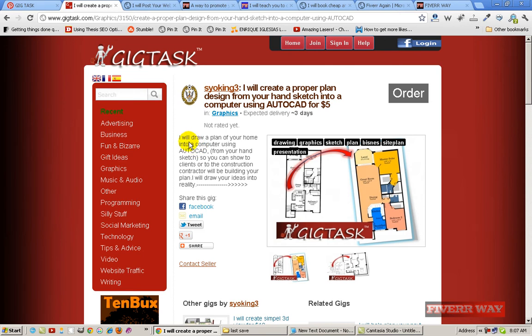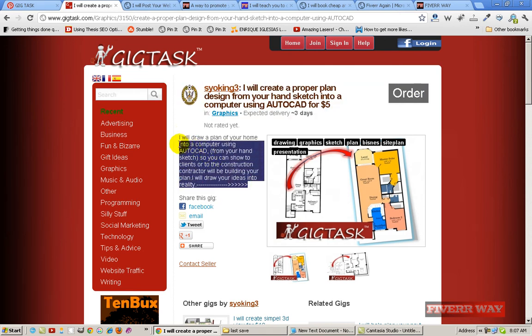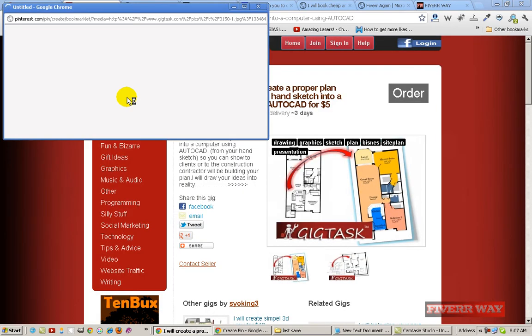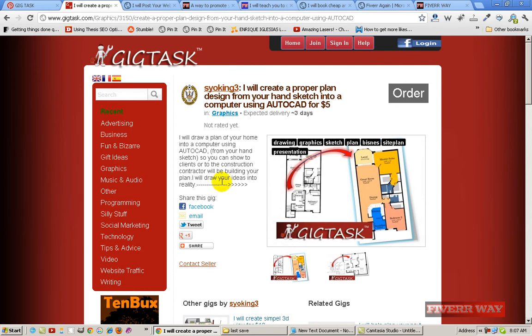So you need only one thing. So to highlight the text, yes, only to highlight the text. It is limited to the space here, so let's say like this. So right now when I push on pin, you can see the description, it's inside. So it's no need to copy, yes?